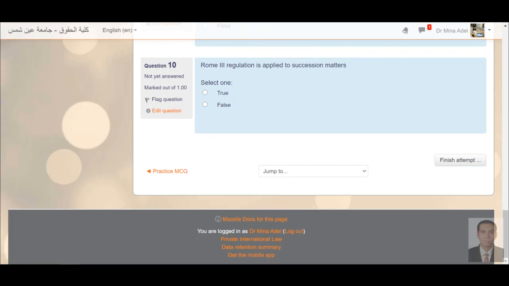Final question. Rome 3 regulation is applied to succession matters. As you know, and we said it before, we have a specific regulation for succession. So here, Rome 3 regulation is not about succession matters because we have a specific regulation concerning conflict of laws, jurisdiction, and enforcement concerning succession. So we have only one regulation for succession. The other regulations, such as Rome 1, Rome 2, Rome 3, are not concerned. So here it is false.